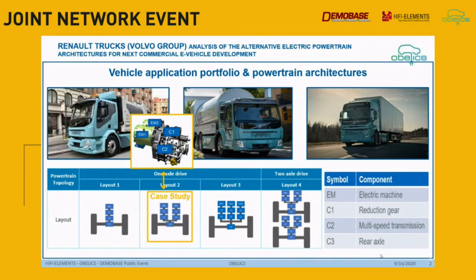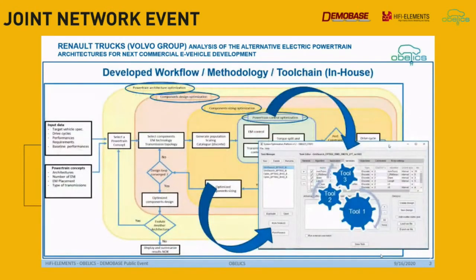To achieve this result, a workflow methodology and various toolchains were developed, like the powertrain architecture optimization toolchain, the component design optimization toolchain, component sizing, and the powertrain control optimization toolchain. All these toolchains were integrated into one engineering tool, which then enabled faster analysis and optimization of electric powertrain concepts in the early project phase.